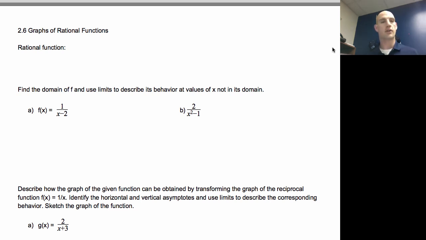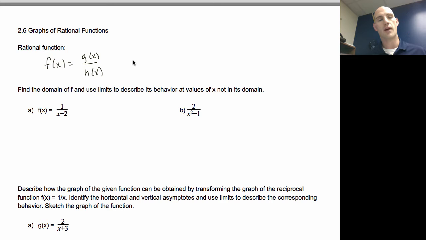Welcome back. Today we're going to talk about graphs of rational functions. This is going to be the first part of the video. A rational function, as we've talked about before, looks like this. We're going to have an f of x that's equal to the ratio of two functions. So it could be g of x over h of x.